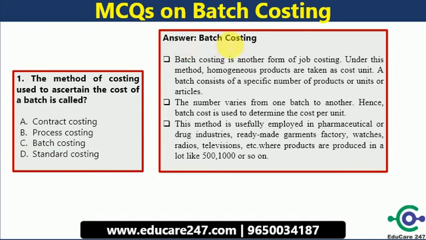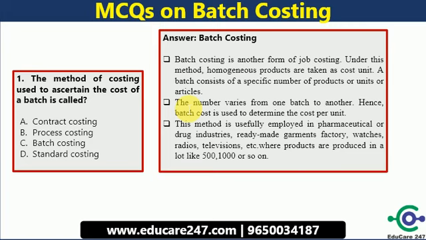So we need to understand what is batch costing. It is another form of job costing. We need to remember this point. Under this method, homogeneous products are taken as cost unit. A batch consists of a specific number of products or units or articles. See, in this, the cost accountant's role is to calculate the overall cost of a batch.